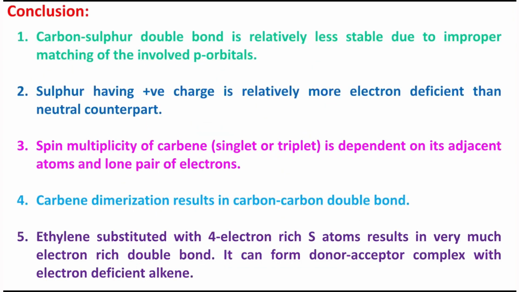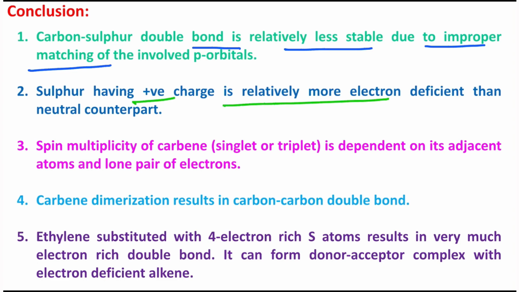Okay, so in conclusion, what you have learned today is that the carbon-sulfur double bond is relatively less stable due to improper matching of the involved p orbitals. What do I mean by the statement? Here carbon has 2p and this sulfur has 3p, so their involvement results in a less stable double bond, and this sulfur having positive charge is relatively more electron deficient than its neutral counterpart, because positive charge actually indicates the deficiency of electrons.